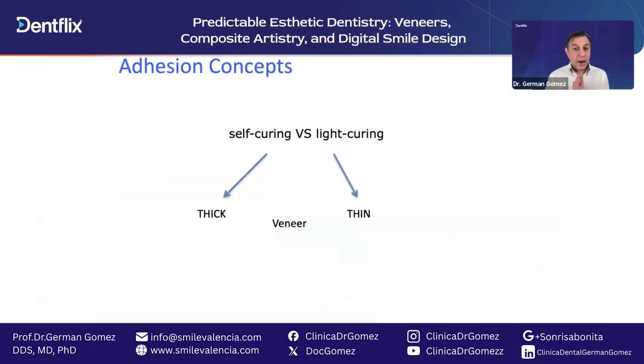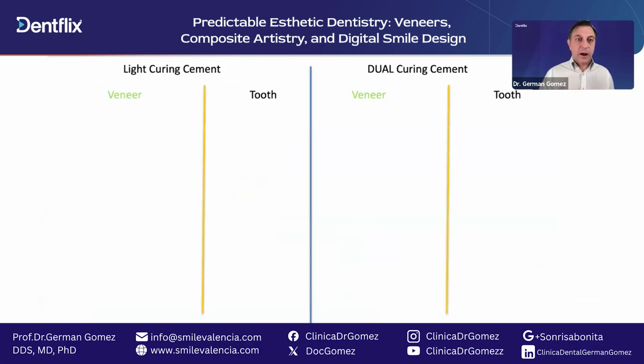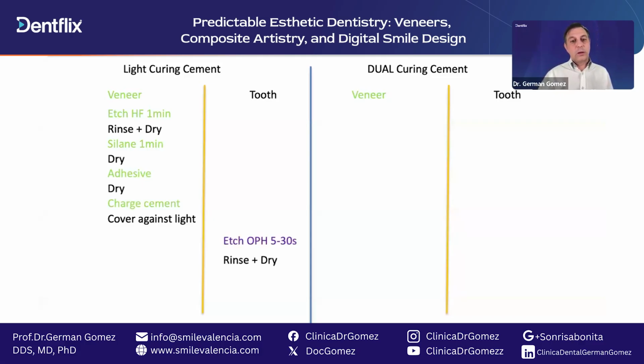Here's the thing. There are different protocols, and I will not go into details right now. Different protocols if we use a self-curing cement, or if we use a light curing cement. Okay, here are the different protocols. We try to do as much as we can on the veneer first before we go to the tooth. Okay, and then we place the veneers on the teeth, remove the excesses, and we light cure.